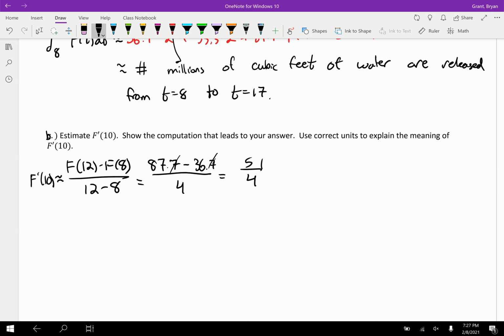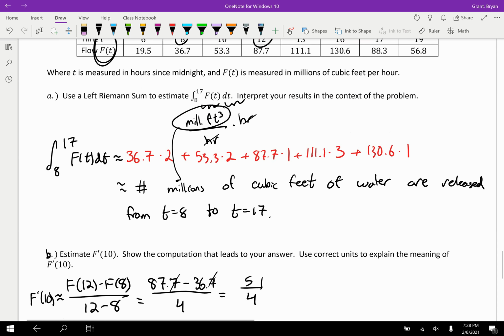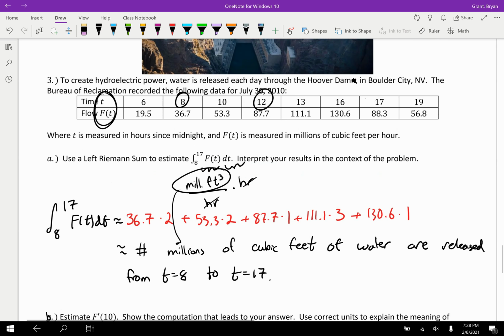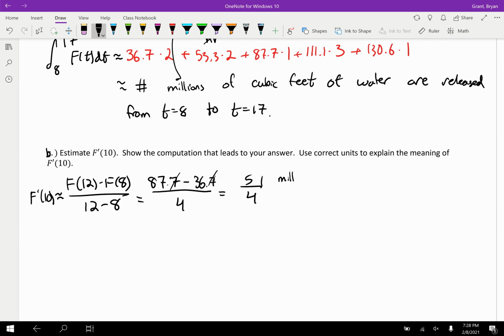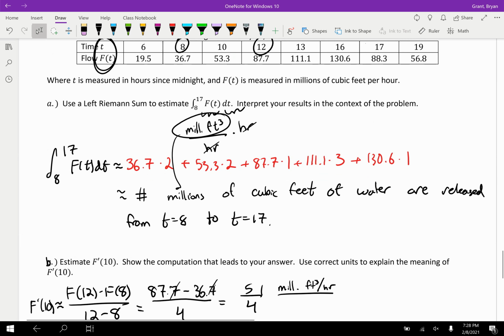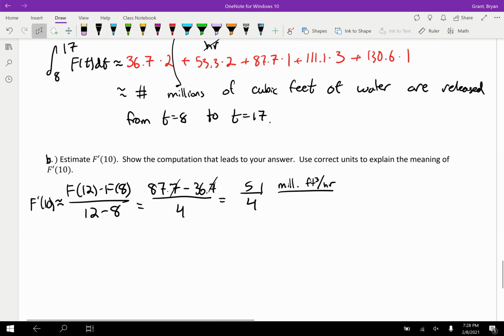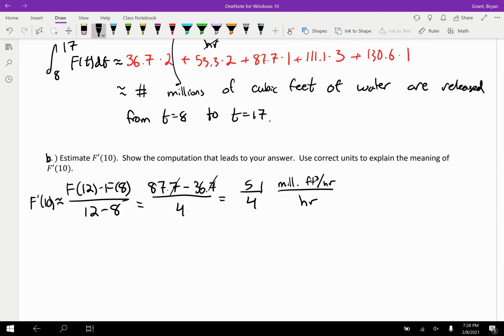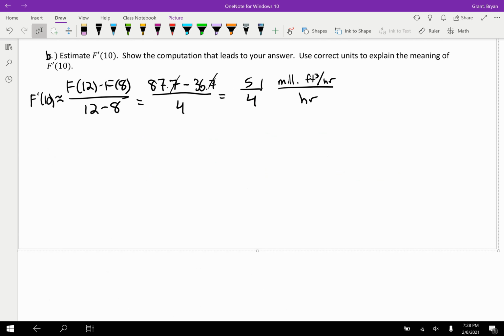Show the computation that leads to your answer. You need to show a difference quotient like I did right there. It has a difference and a quotient. And then use the correct units. Well, capital F was on top of my difference quotient. And capital F has units of millions of cubic feet per hour. And then this is our time on the bottom. That's lowercase t, isn't it? And it said time is in hours. There we go. But then it said to explain the meaning, and this is not enough of an explanation of the meaning. So how do we explain this?